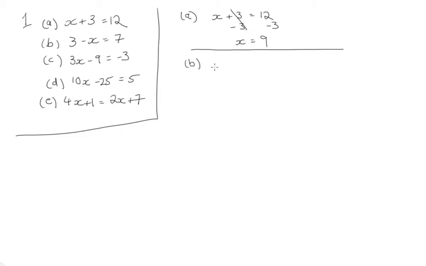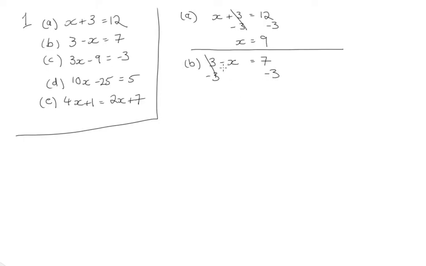So b, 3 minus x is equal to 7. Okay, this is a little bit different, but we'll go through it now and we'll do it, okay? So I want the x by itself on this side. So let's bring the 3 across. Now what I'm going to do is I'm going to minus 3 on this side and minus 3 on this side. And this minus 3 and this plus 3, they cancel out. And then 7 minus 3 is 4.